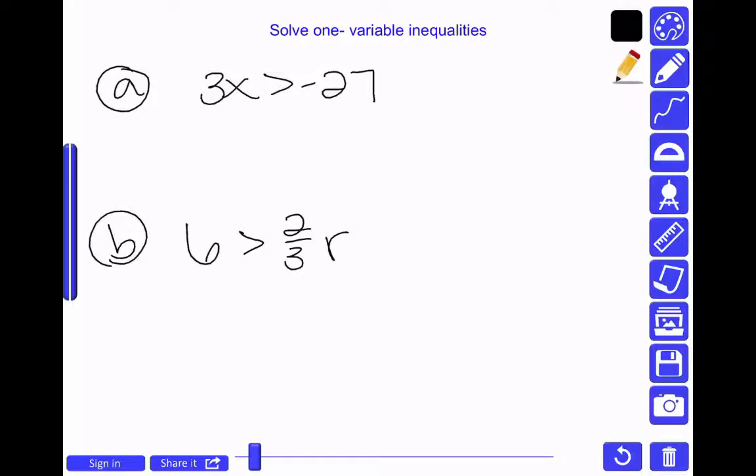In this video, we're going to look at solving one variable inequalities, and I'll also go over again how to graph them once we've solved them. Example A, 3x is greater than negative 27.